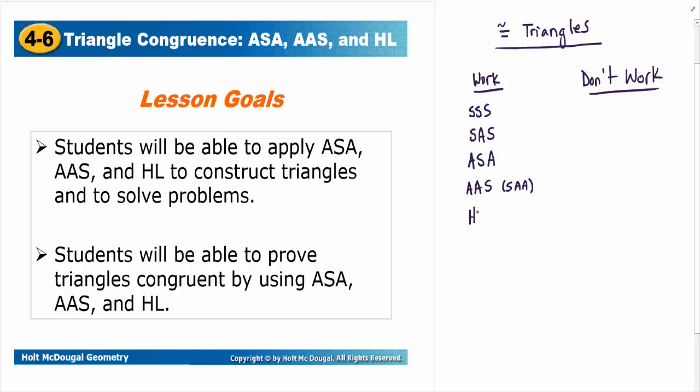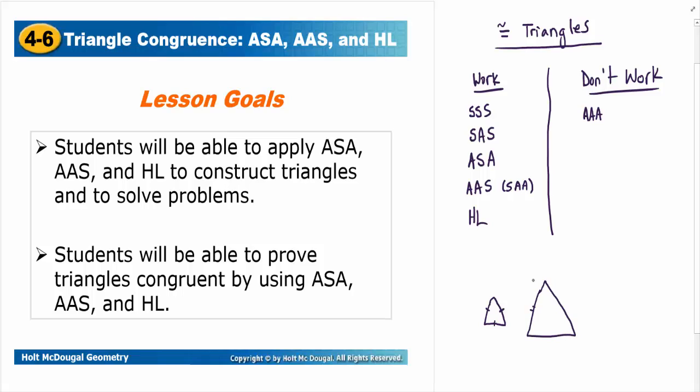And then we have hypotenuse leg. So these are the ones that work. Now the ones that don't, one of them is angle, angle, angle. Give you a quick example. I'll give you a little equilateral triangle here, and I'll give you another equilateral triangle here.